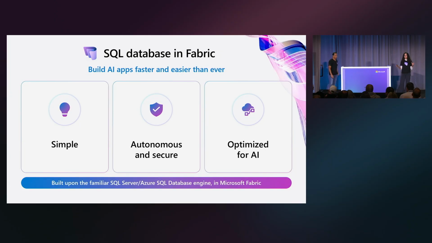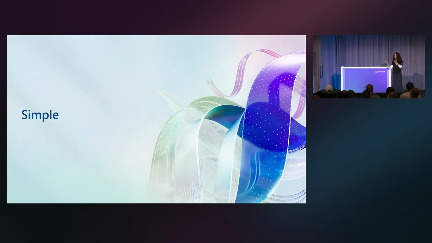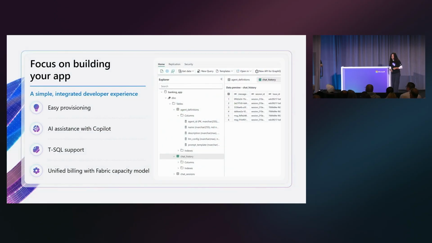So when we went down the journey of building SQL Database in Fabric, we kept 3 pillars in mind. At every intersection point of what we should do here, we remembered the pillars of simple, autonomous and secure, and optimized for AI. So similarly today, we'll go pillar by pillar and show you how SQL Database is simple, autonomous and secure, and optimized for AI. So we're going to start with simple.